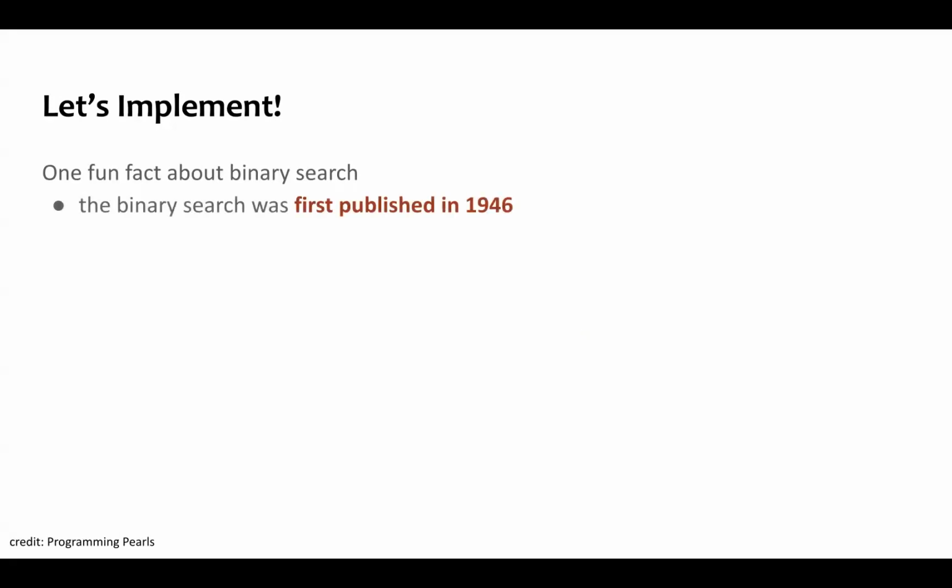And we are going to implement binary search from now on. However, before we implement binary search, I want to talk about one fun fact about binary search. Binary search was first published in 1947, and the first implementation without any bug did not appear until 1962. So after about 15 years, there had been no implementation without any bugs.